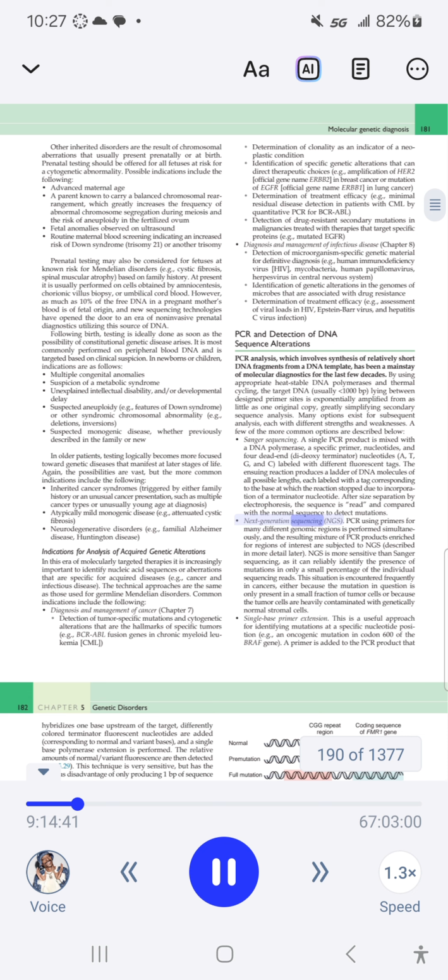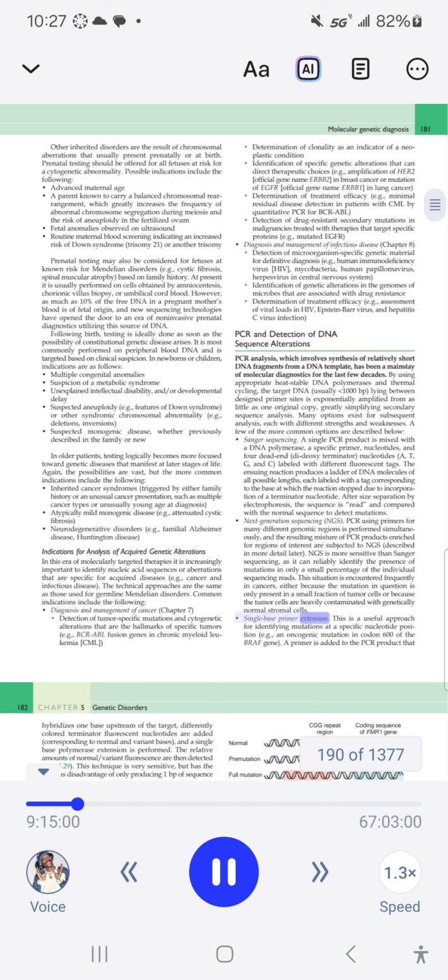Next-generation sequencing, NGS. PCR using primers for many different genomic regions is performed simultaneously, and the resulting mixture of PCR products enriched for regions of interest are subjected to NGS, described in more detail later. NGS is more sensitive than Sanger sequencing, as it can reliably identify the presence of mutations in only a small percentage of the individual sequencing reads. This situation is encountered frequently in cancers, either because the mutation in question is only present in a small fraction of tumor cells, or because the tumor cells are heavily contaminated with genetically normal stromal cells.